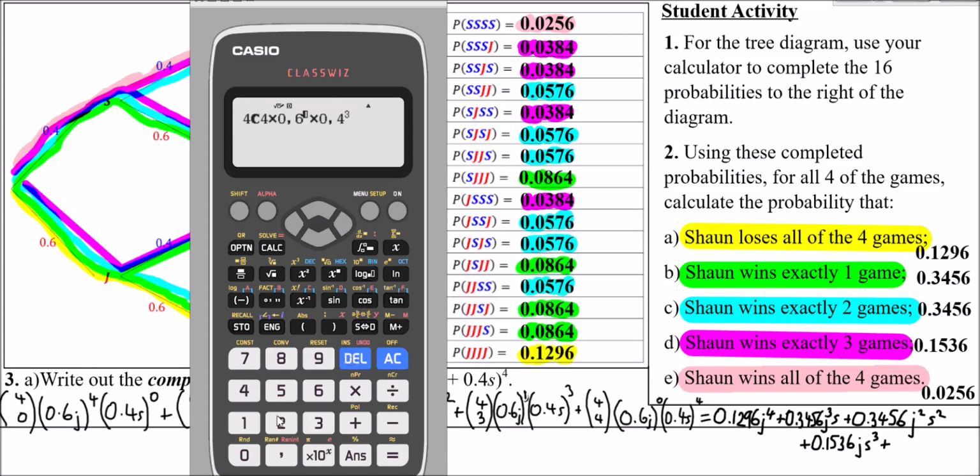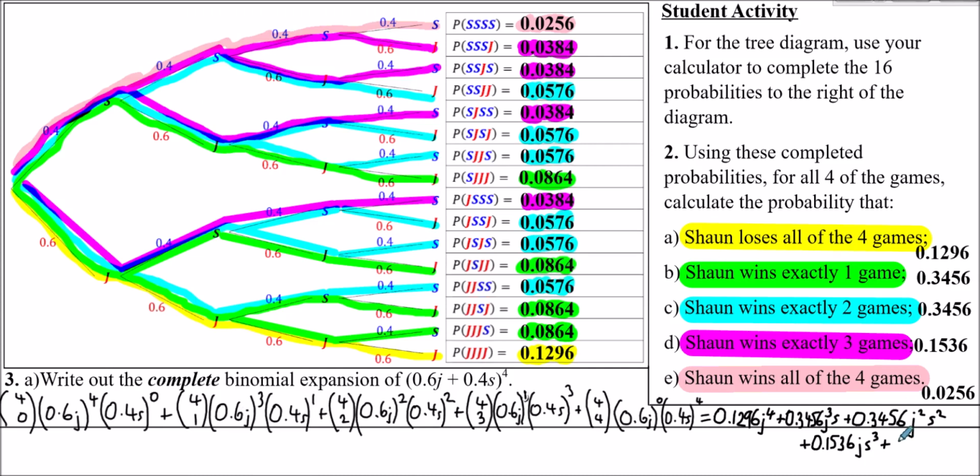0.6 to the power 0, that's just going to be 1. Anything to the power 0 is 1, remember. And 0.4 to the power 4, that's going to give us 0.0256. So we have 0.0256. That's just going to be s to the power 4. And so that's the entirety of the expansion done.